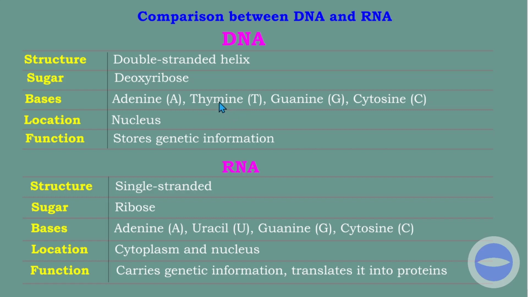Another comparison is the location. DNA is found in the nucleus, and RNA is found in the cytoplasm and the nucleus. It is formed in the nucleus but performs its function in the cytoplasm. And then the function: DNA stores genetic information, while RNA carries genetic information from the DNA and translates it into protein. That is the process that I just explained of making a protein.